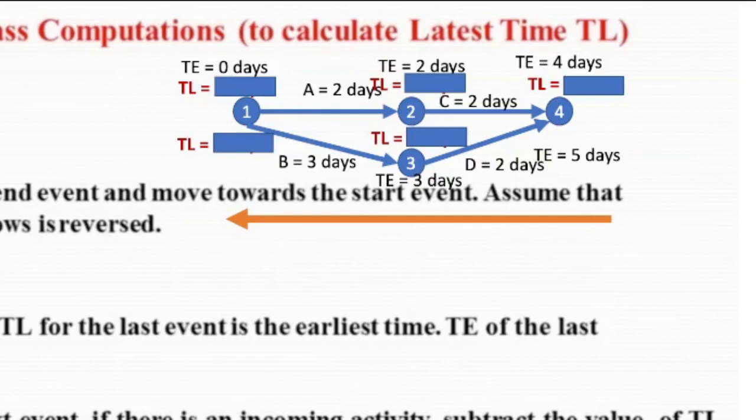Now going to event 4, you have 2 activities before event 4, that is C and D, and C is 2 days and D is also 2 days. Since at event 2 the TE is 2 days, you have to add 2 plus 2 and it will give you 4 days for TE from event 2 to 4, and from event 3 to 4, that will be 3 plus 2 and it will give you 5 days. Now you have here 2 TE at event 4.